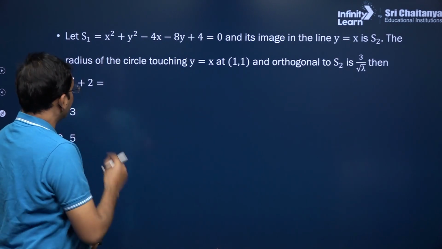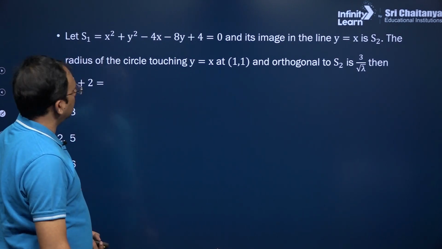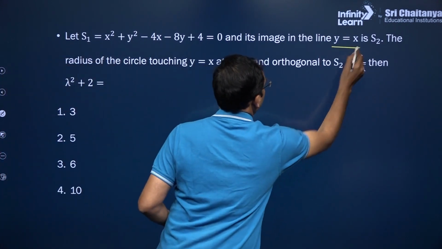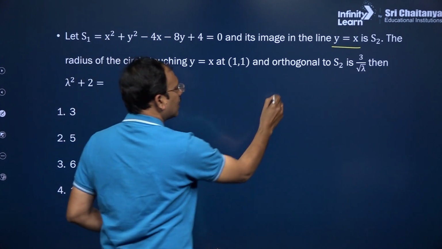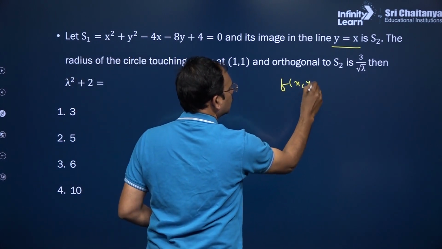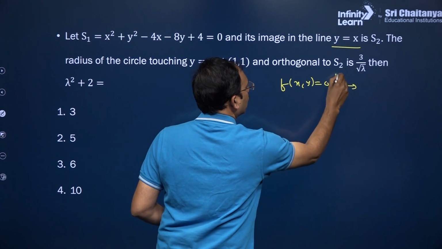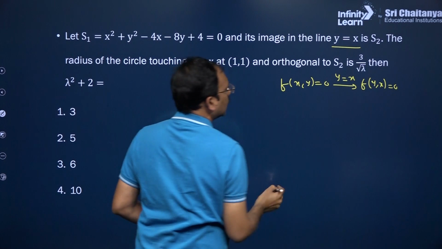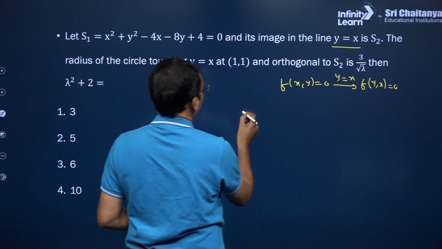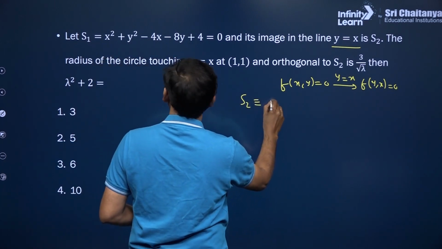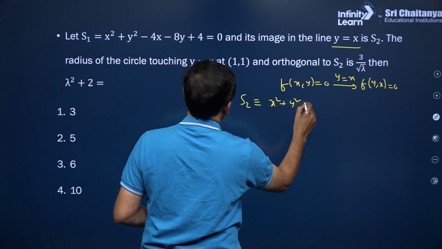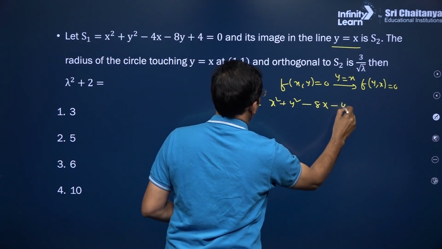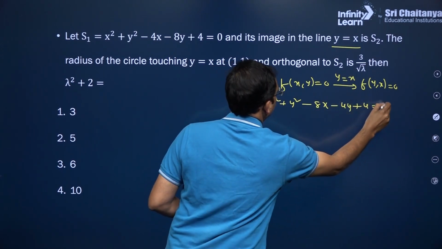Next, you see S1 is a circle and its image in the line y is equal to x is S2. Here for any curve f of x comma y equal to 0, the image of this about y is equal to x is nothing but f of y comma x is equal to 0. So that image you can already find, my dear friends. S2 curve you can write, this is x square plus y square minus 4y minus 8x. So this becomes x square plus y square minus 8x minus 4y plus 4 equal to 0, that is all.